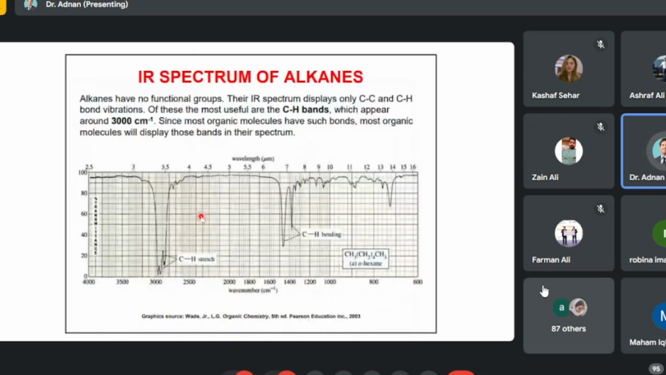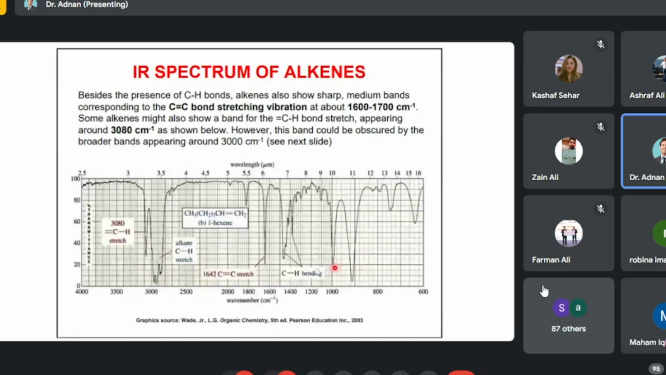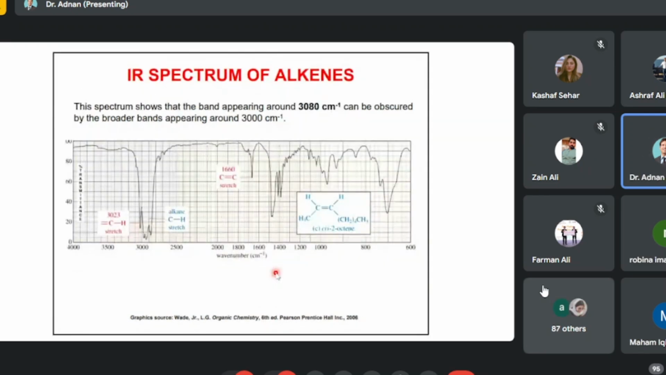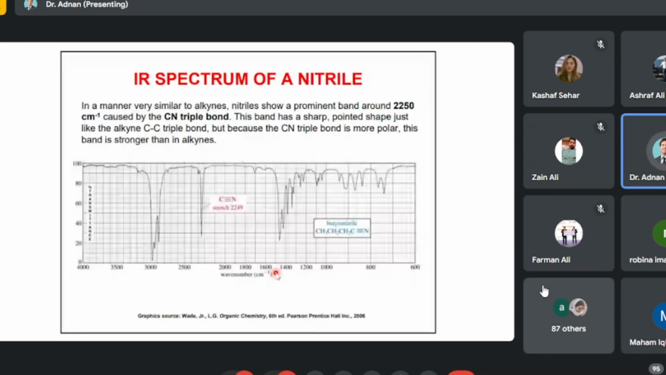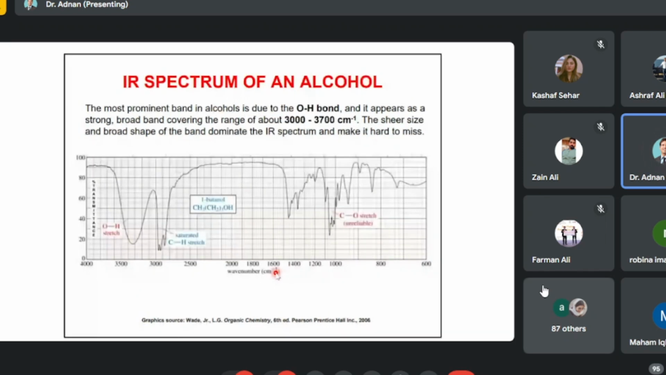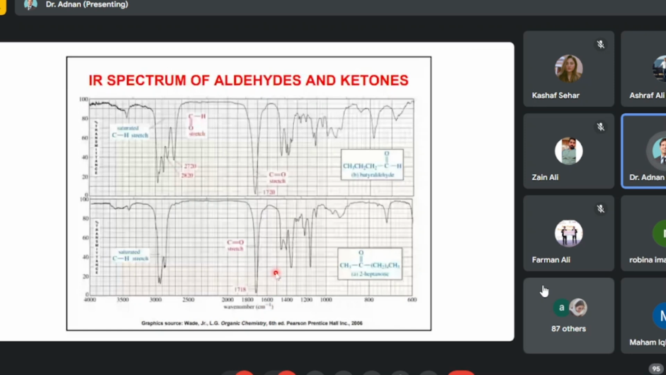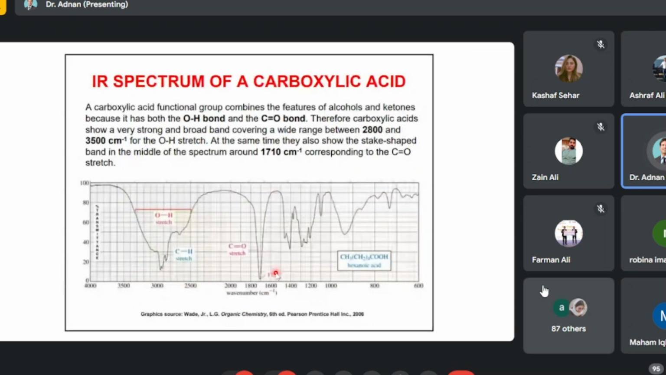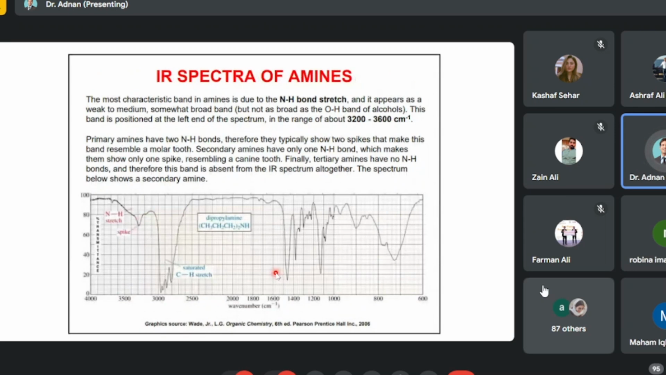This is an IR spectrum for alkanes. This is an example of how the CH stretching and the CH bending appear in n-hexane, one example of alkanes. And similarly for alkenes, alkynes, and nitriles. So you can study these, and you can also study alcohols, ketones, carboxylic acids, amines, etc.